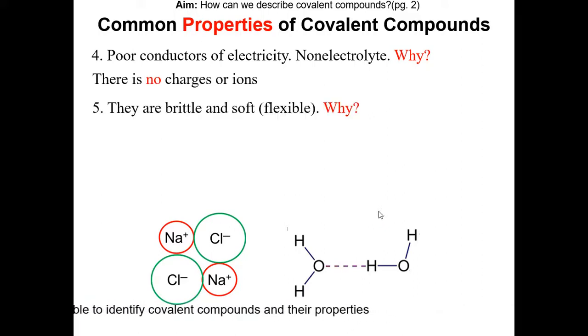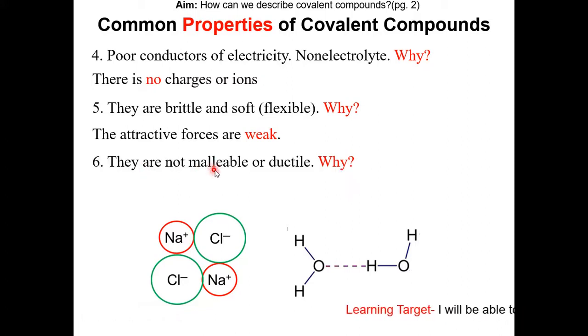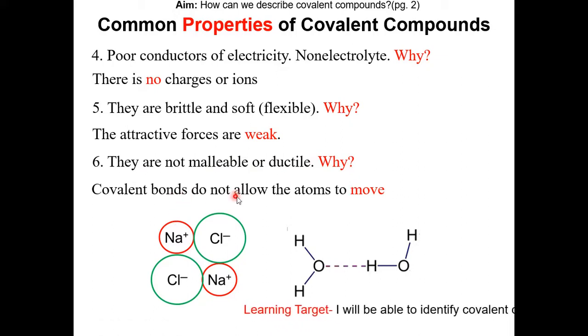The next property is that they're brittle and soft. Why is that? Because attractive forces are weak. For the last property, they are not malleable or ductile. Why is that? Because covalent bonds do not allow the atoms to move. So these are the common properties of covalent compounds.